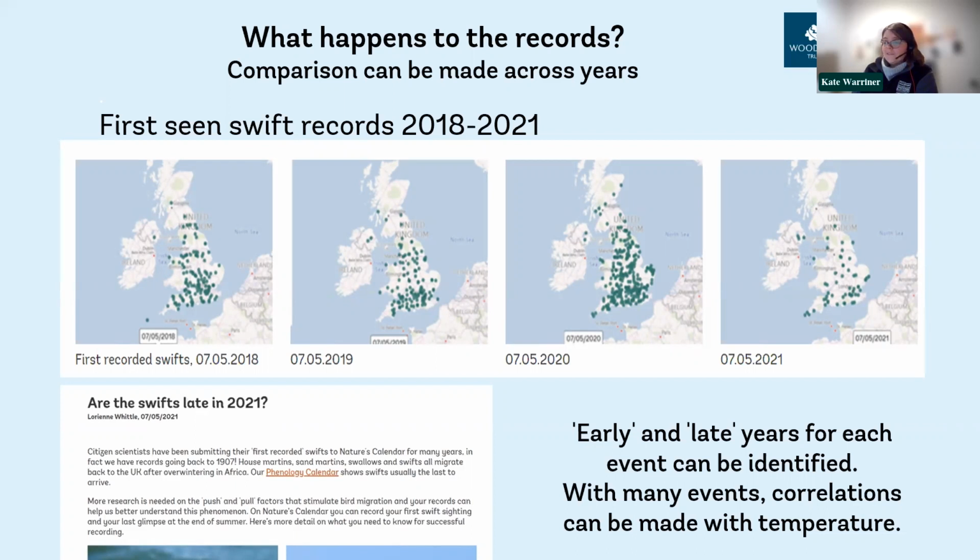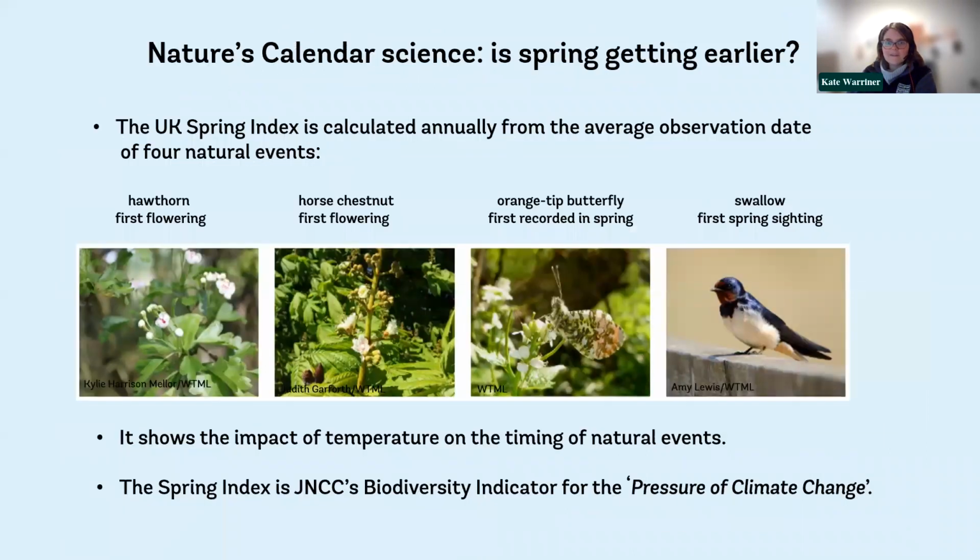So we could start to identify early and late years for some things and think about what that's due to. Could it be down to temperature and things like that? This is perhaps not the best example of UK weather because swifts are coming back to the UK from the south, from Africa, aren't they? But still interesting to note. So I will pass over to Kate L now to explain more.